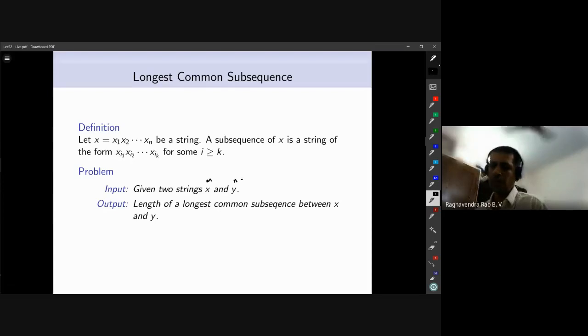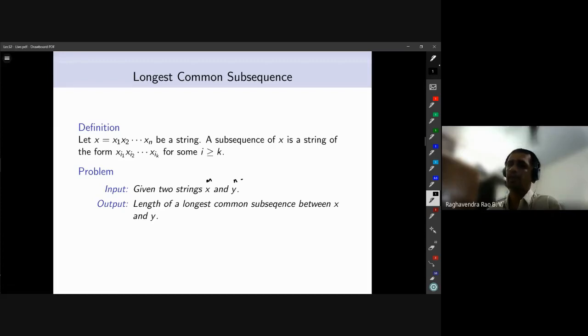So the output is the length of a longest common subsequence between x and y. You consider the set of all subsequences of x and the set of all subsequences of y, look at their intersection, and pick the longest one. The length of that is our output. In some cases you might also want to output the actual subsequence.